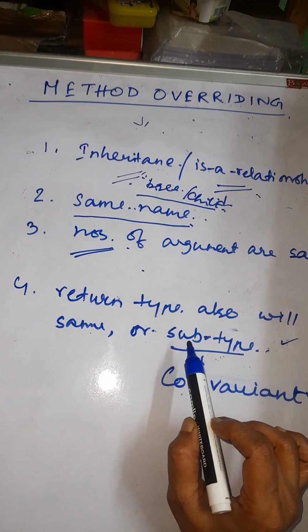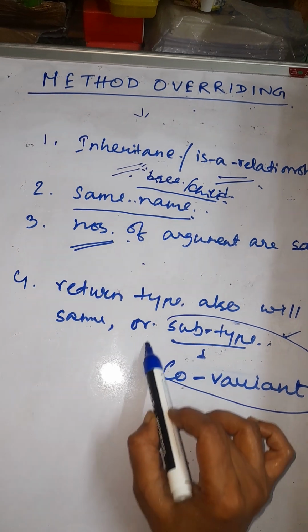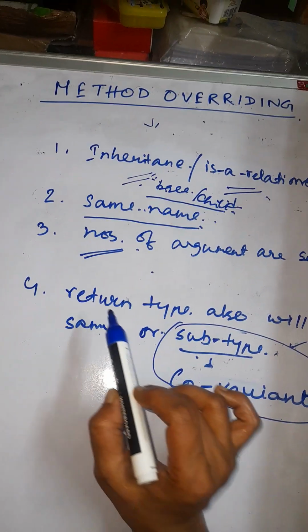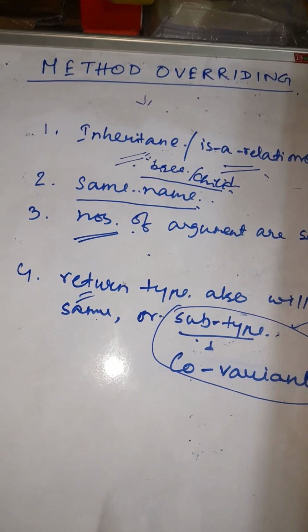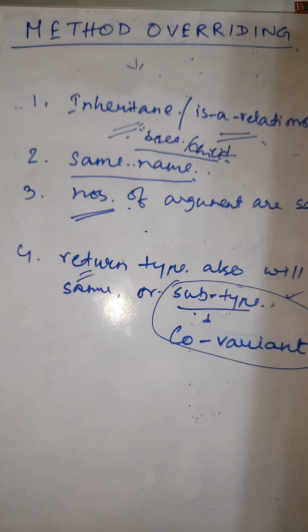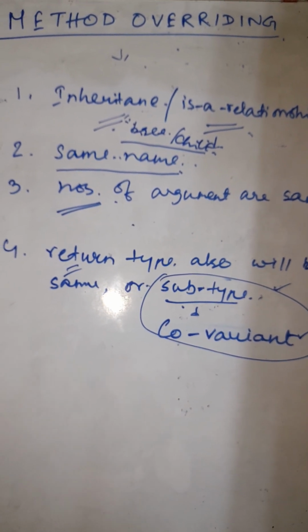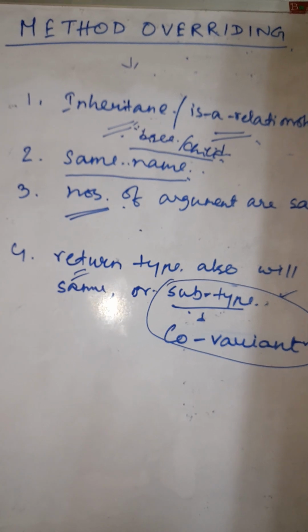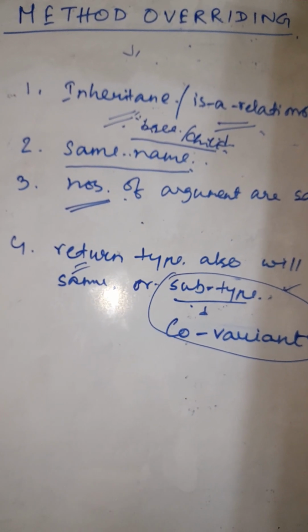Clear? If you have a doubt, I will clear it afterwards when I discuss the return type of methods. So this is the basic part of method overriding. I will discuss these basic four parts in this session. Afterwards, I will discuss method overriding elaborately in one more session.